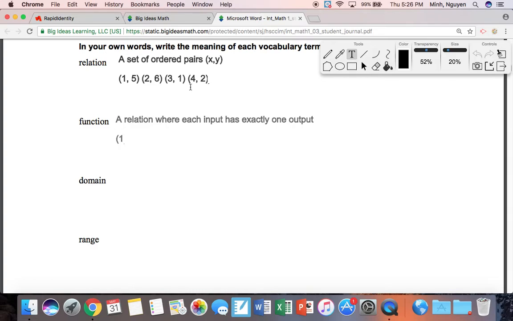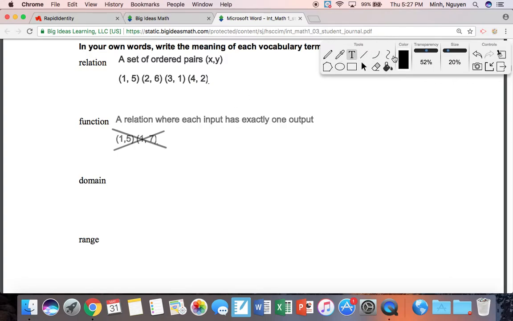So an input is typically x, and the output is y. But if I have another ordered pair that is the same input but with a different output, that doesn't work, because now this input 1 has two different outputs, 5 and 7. So that does not work. And just so we are clear, I will put an x through that. Okay, no good.